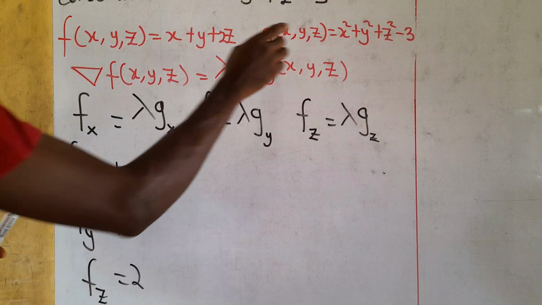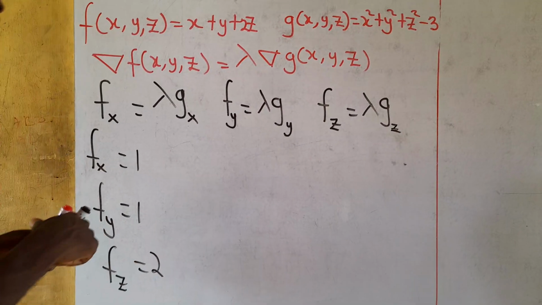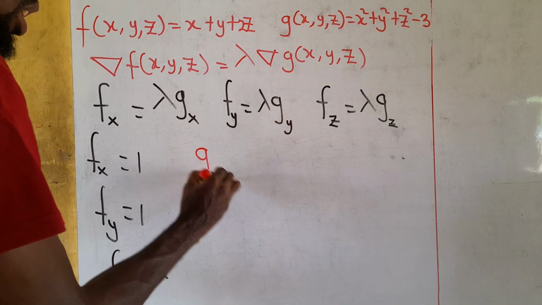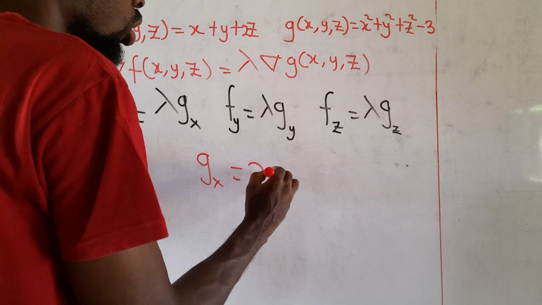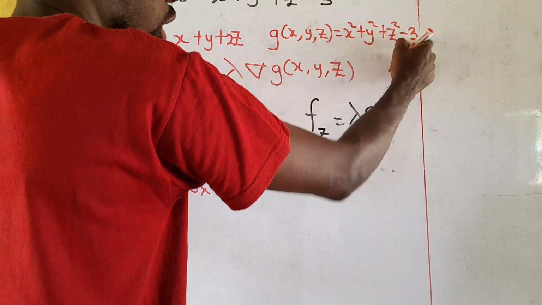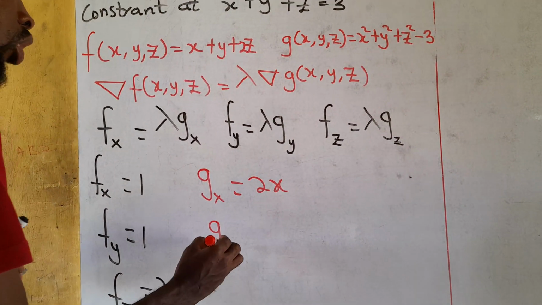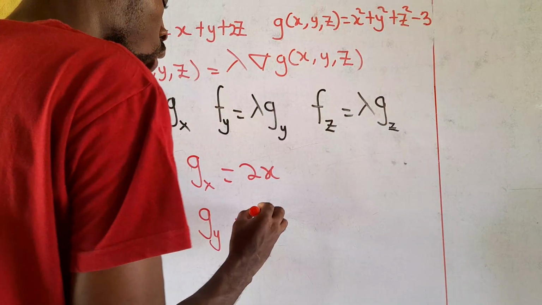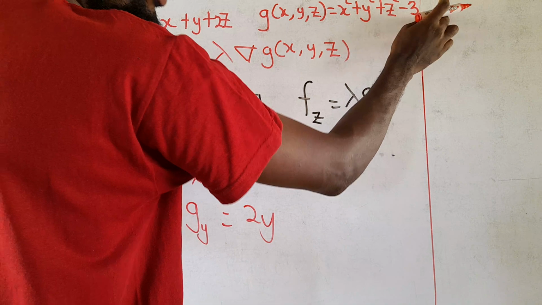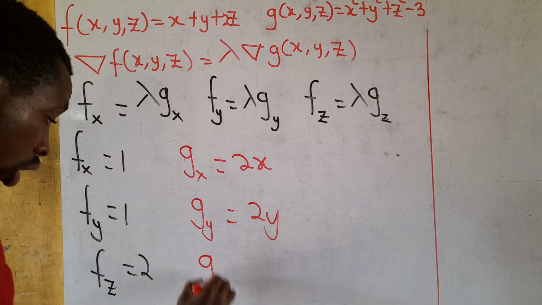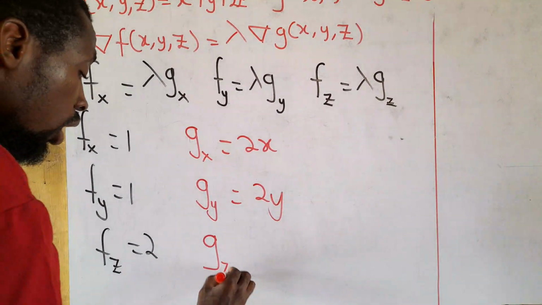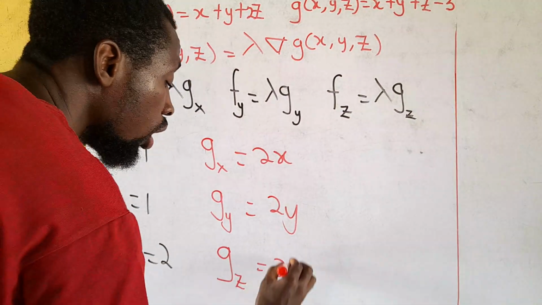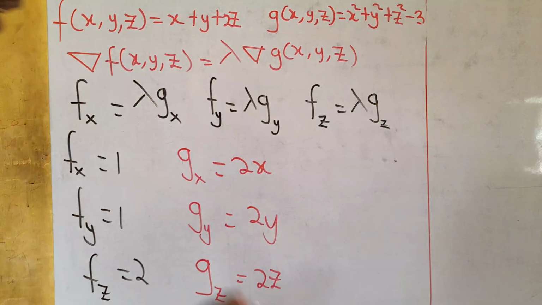Then we find the partial derivatives of g with respect to x, y, and z. The partial derivative of g with respect to x will be 2x. This will be 0, this is 0, that will be 0. And the partial derivative with respect to y: this is 0, this will be 2y. This is 0, that is 0. And the partial derivative with respect to z will be: this is 0, this is 0, this is 2z. Then the constant is also 0.